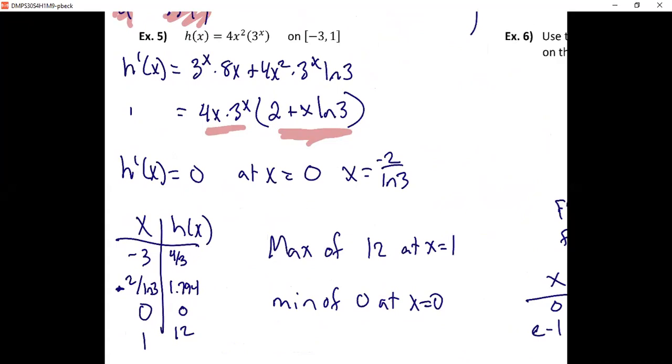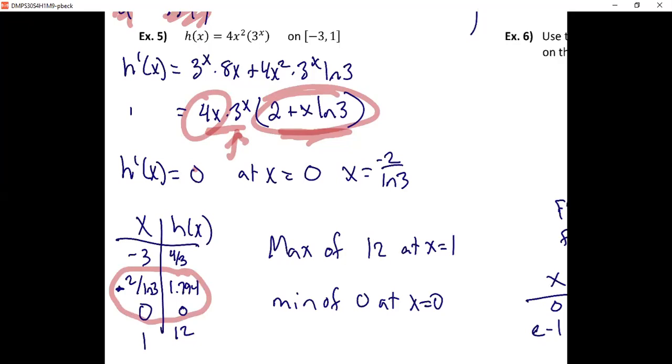And that was kind of the skill, and I wanted to push that skill during that time so that in chapter 3 we could focus on using the technology and then focus on the ideas, as opposed to having to do all the manual derivatives. Can't lose that skill one more time, but we don't have a whole lot of time together, so I want to use it properly. So 3 to the x never equals 0. So h prime is only going to equal 0 when x is -2 divided by the natural log of 3, which I have here as part of my critical numbers.